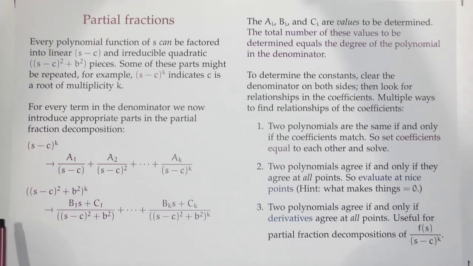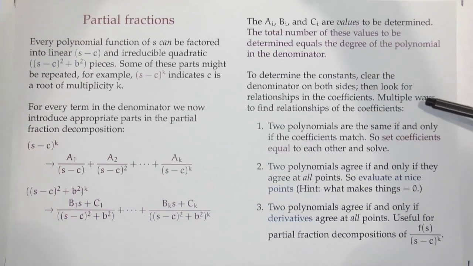When it's an irreducible quadratic, it's a little bit more exciting. Upstairs, it's not just a constant, but a constant times s plus a constant. And again, you work your way all the way up. Now, these constants have to be determined. They're not known before you start. And so you have to figure out, well, what are they? How do you figure it out? There's a lot of ways to do it.